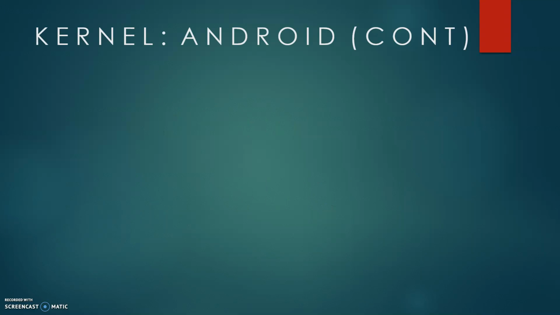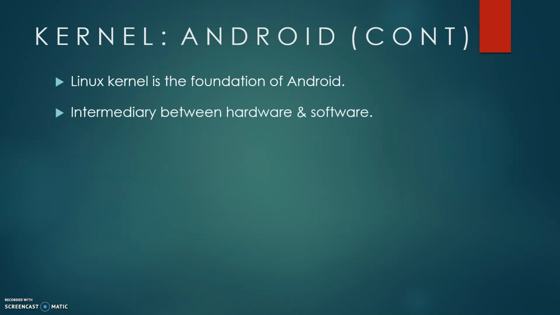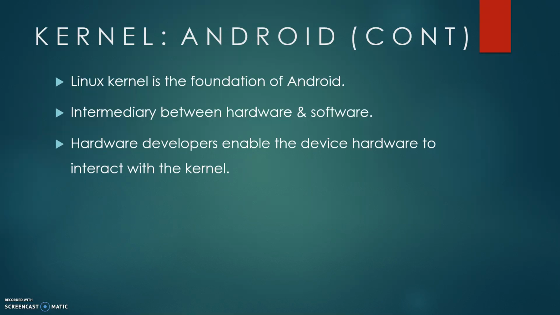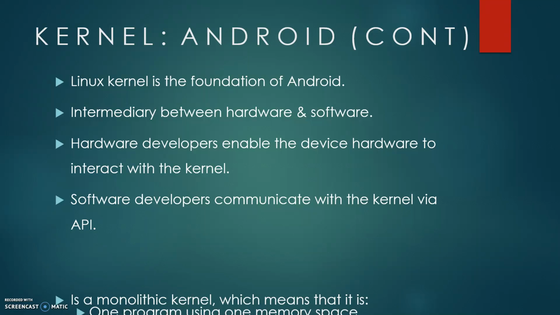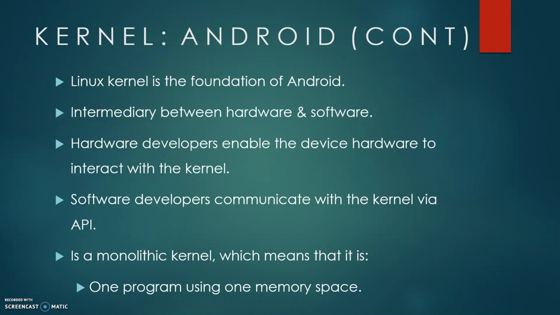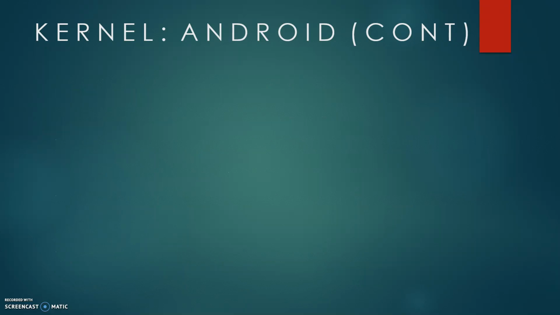In Android, the Linux kernel is the foundation of Android. So it acts as an intermediary between hardware and software. The hardware developers enable the device hardware to interact with the kernel, and the software developers communicate with the kernel via API. It is a monolithic kernel, which means that it is just one program using one memory space.